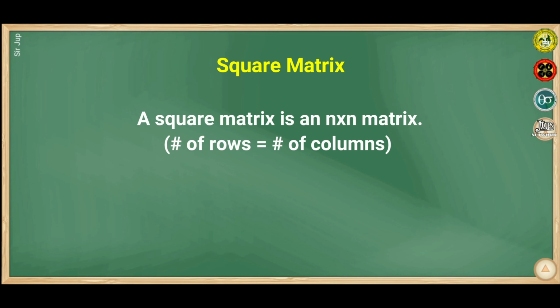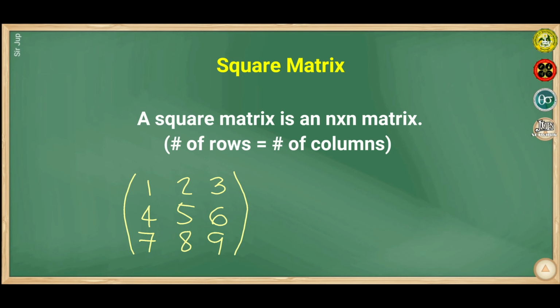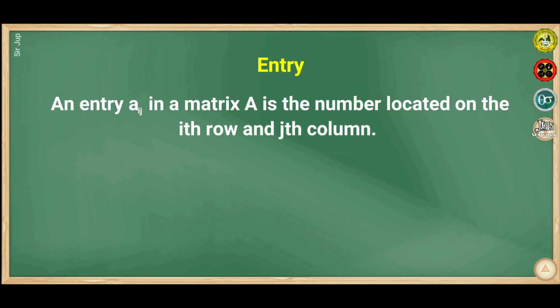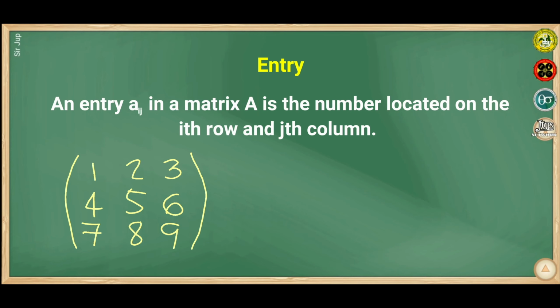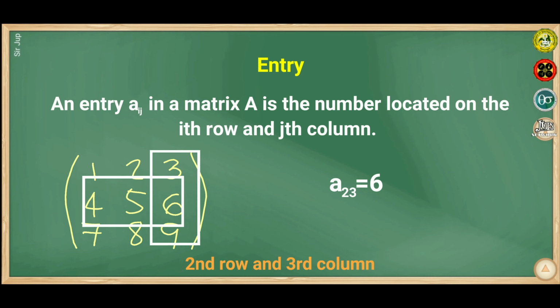A square matrix is an n by n matrix, which means the number of rows is equal to the number of columns. In our previous example, since we have 3 rows and 3 columns, we conclude that this is a square matrix. An entry A sub ij in a matrix A is the number located on the ith row and jth column. In our previous example, A sub 2,3 equals 6, since 6 is located in the second row and third column.